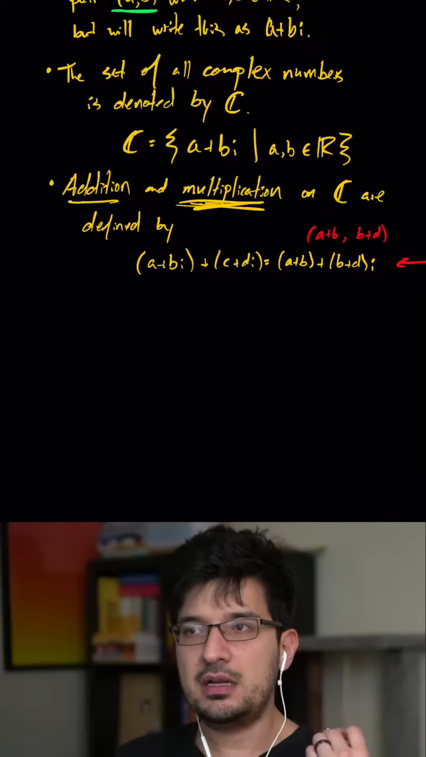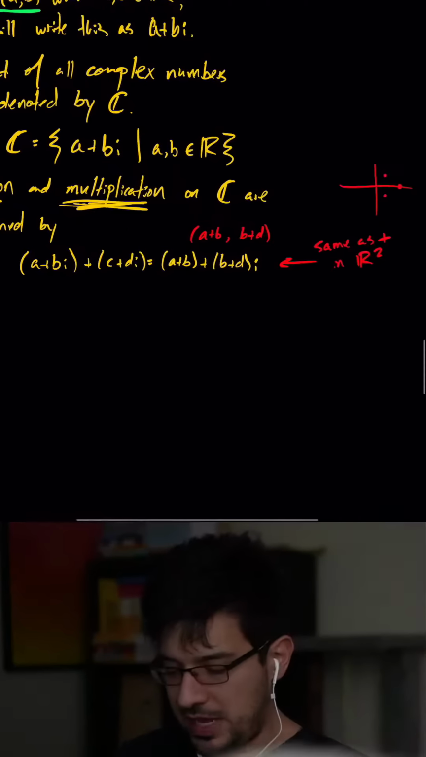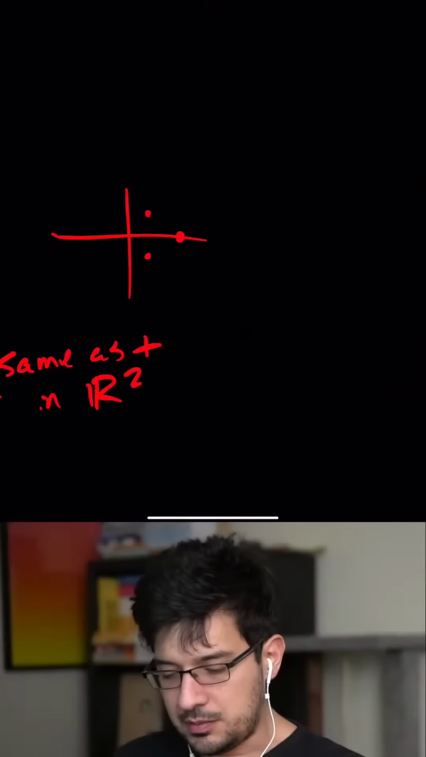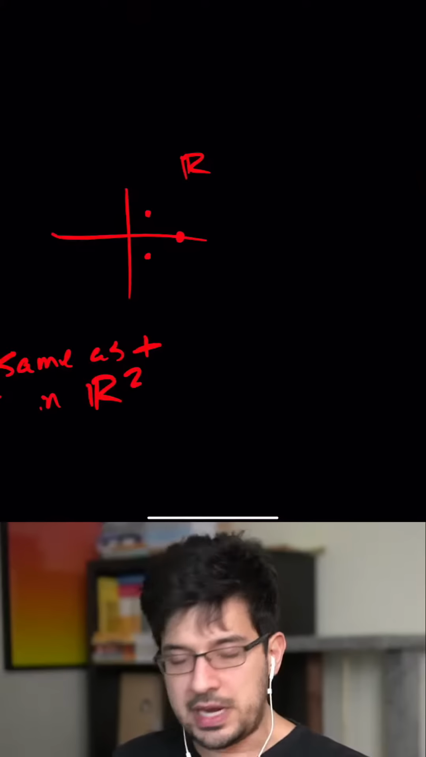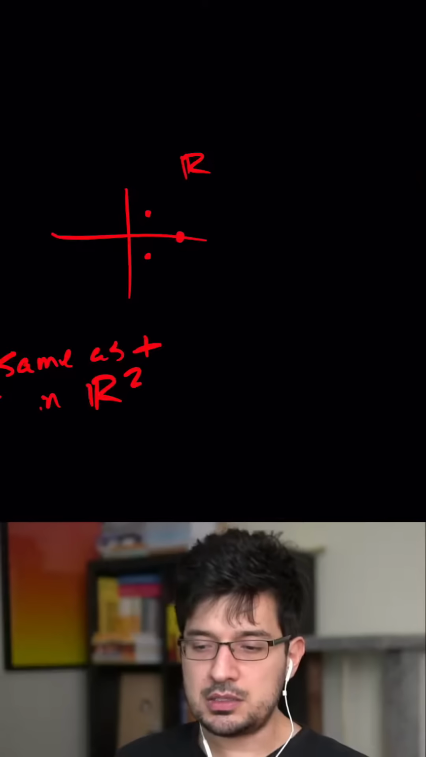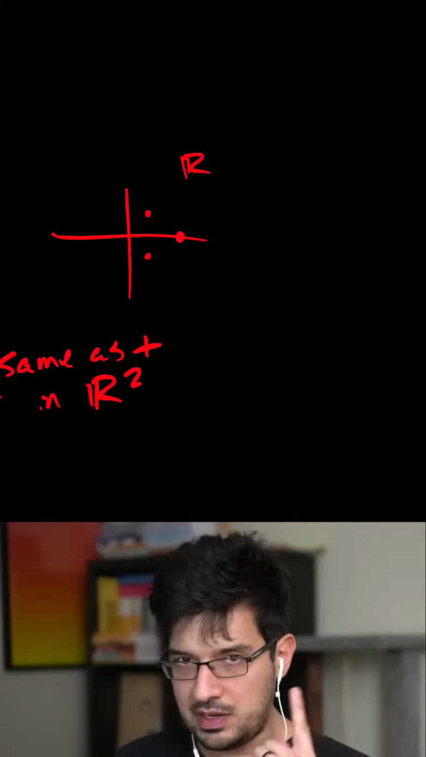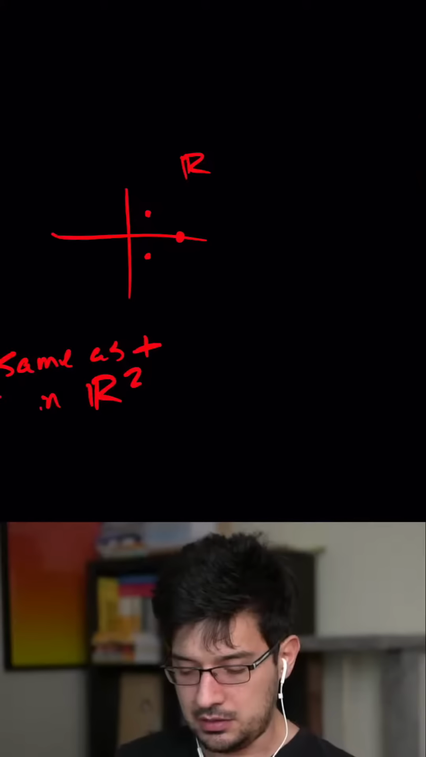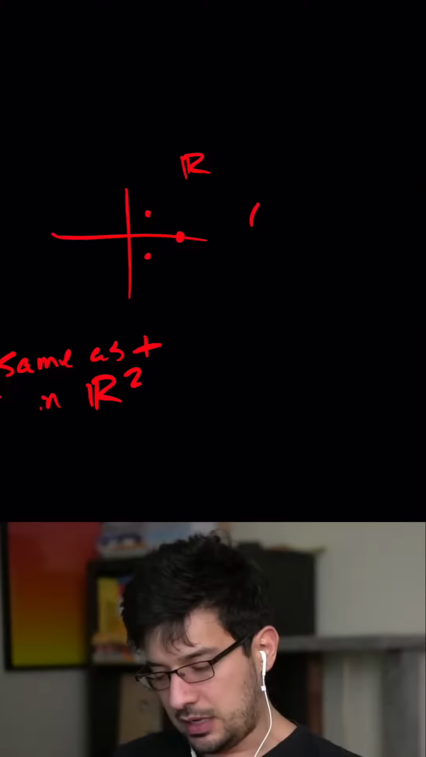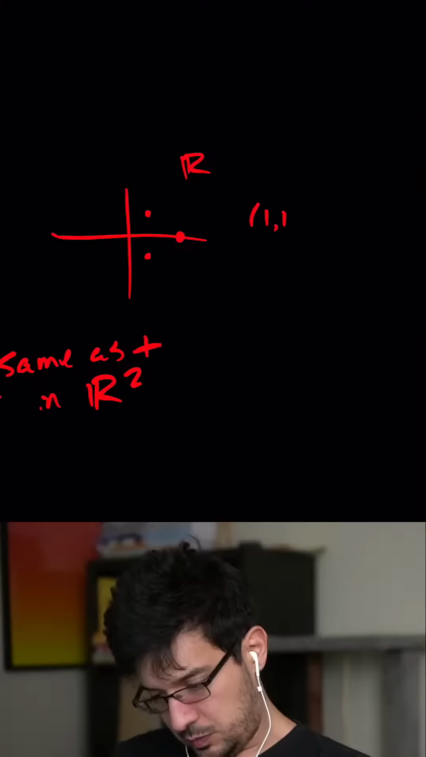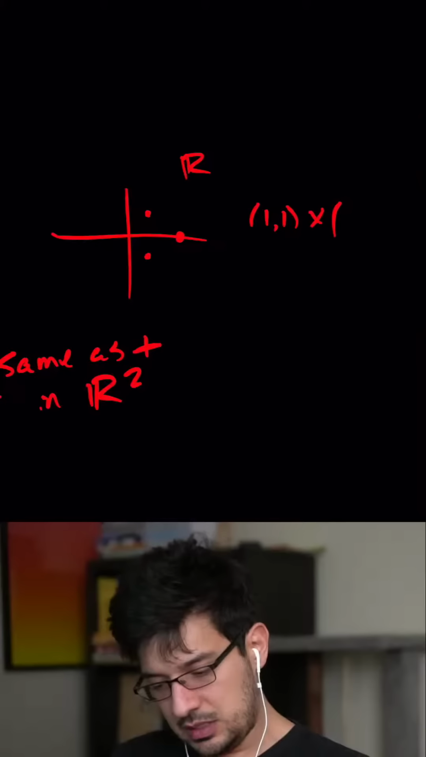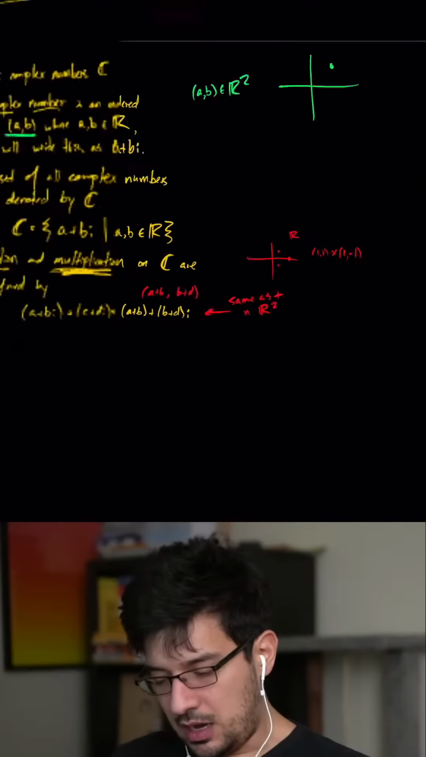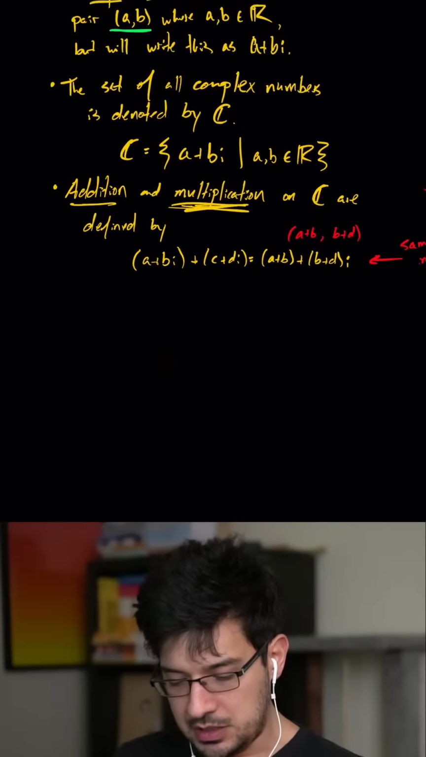That is where the complex numbers differ, because you can't multiply two points in the plane directly. You can do the dot product or the cross product, but those are not the same as multiplying two numbers. You can't multiply (1, 1) times (1, -1). But in the complex numbers, we do have multiplication.